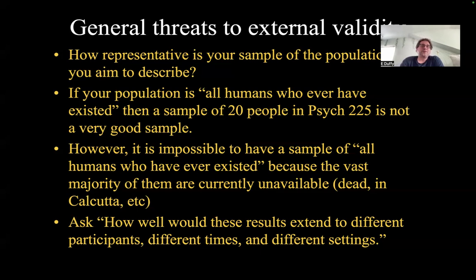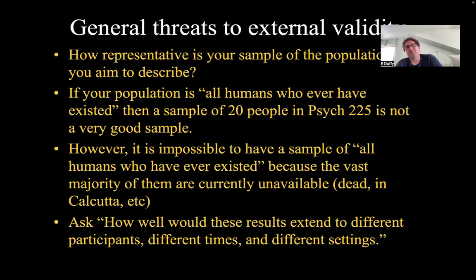If your population is all humans who have ever existed, then a sample of 20 people in Psych 225 is not a very good sample. It's not enough to make broad claims about the population. But of course, you have to do what you can do, and as I said, it's expensive to collect data. In my study where I'm paying people, I only need about 25 people. So I'm going to test around 30 people, and a certain number will drop out. Let's hope it's around five, and then we'll end up with 25 people.